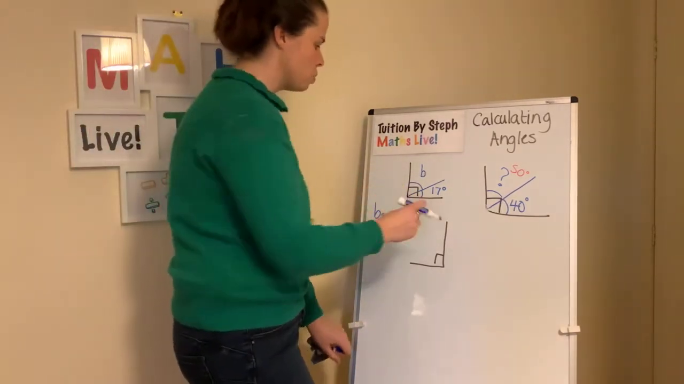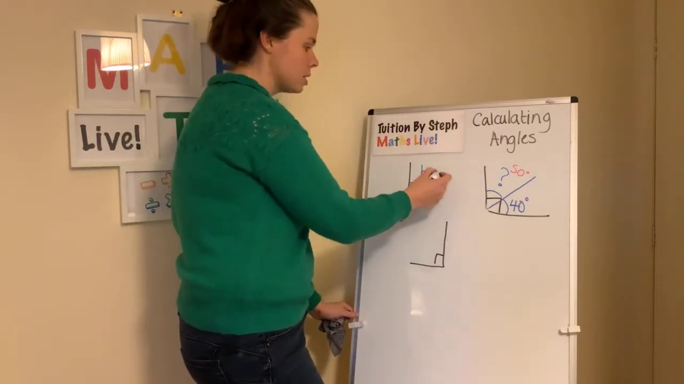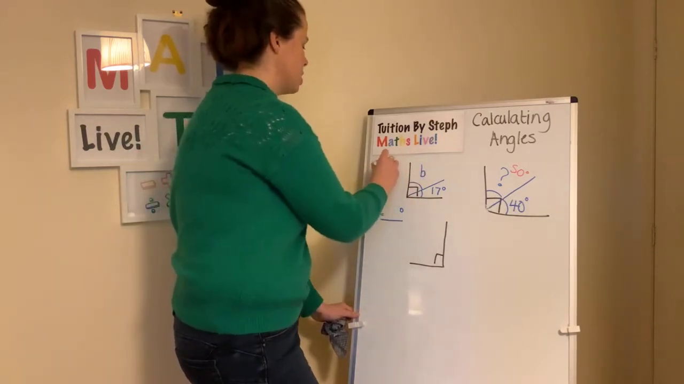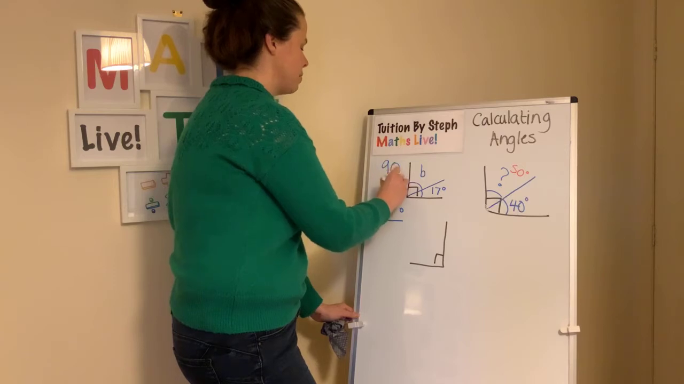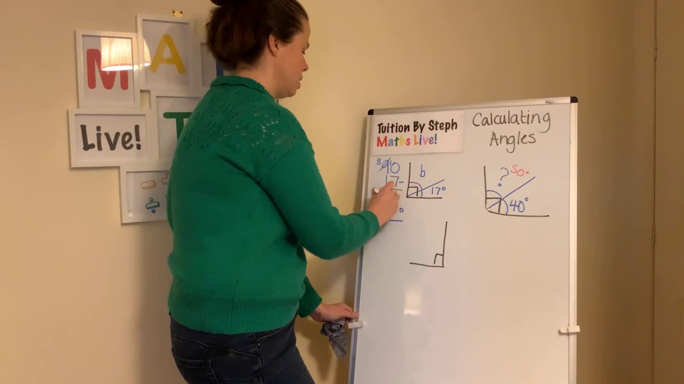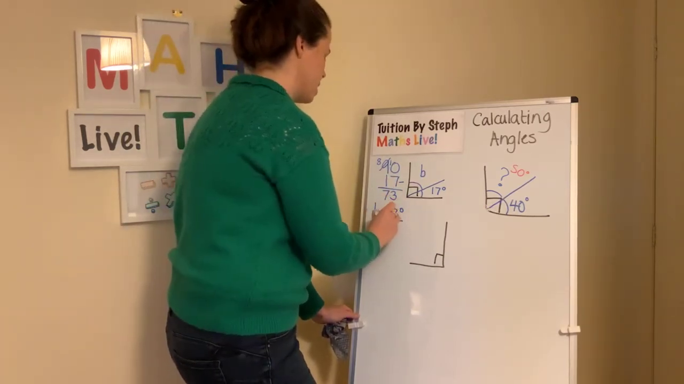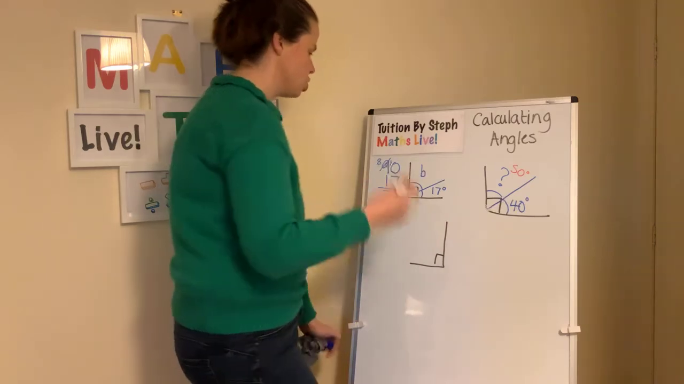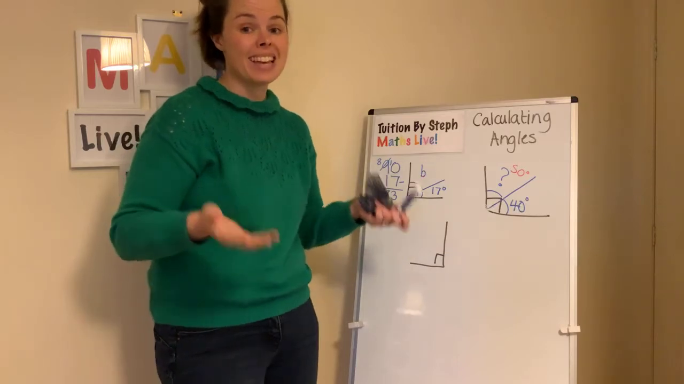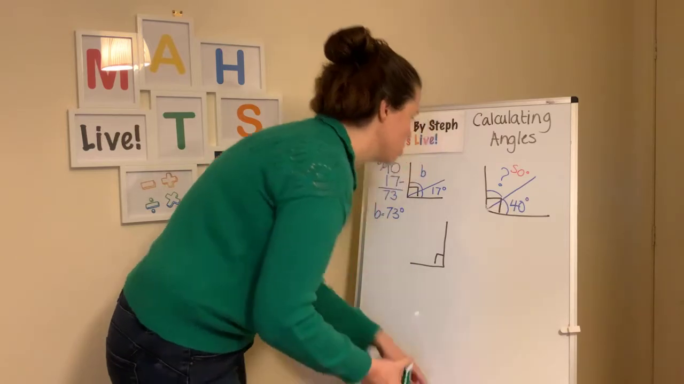So what you've got to do is, we know this is 90 degrees. So we've got to subtract. You think, right, what number and 17 make 90? So you do 90 take away 17. There you go, 73. So B is 73 degrees. And you can check it, because if you do 73 plus 17, your answer is 90. So if you put those two together, it would work. And one more.